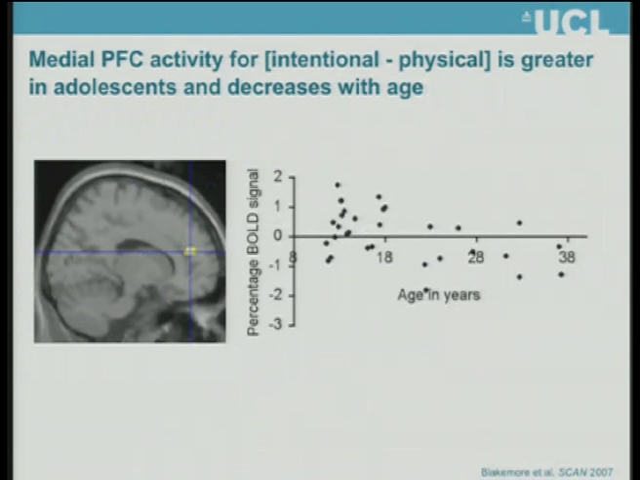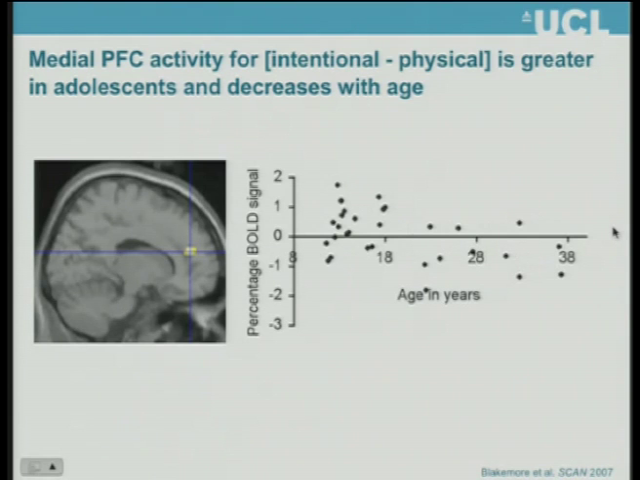So although medial prefrontal cortex is active both in adolescents and adults, we found that it was more active in adolescents than adults for the intentional condition compared with the physical condition, and its activity significantly decreased with age. So this shows activity in this region plotted against age in years from 8 to 38.